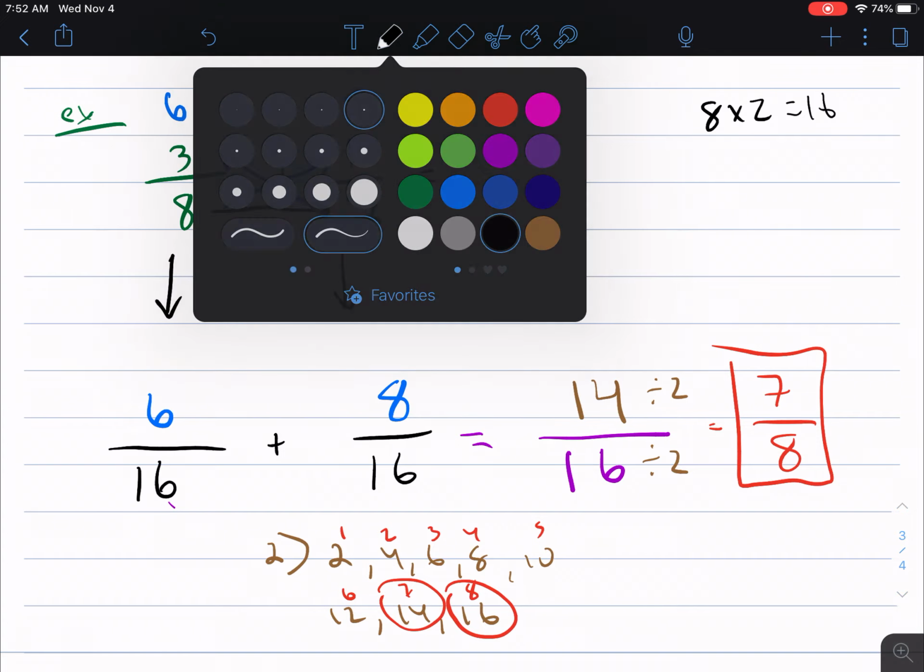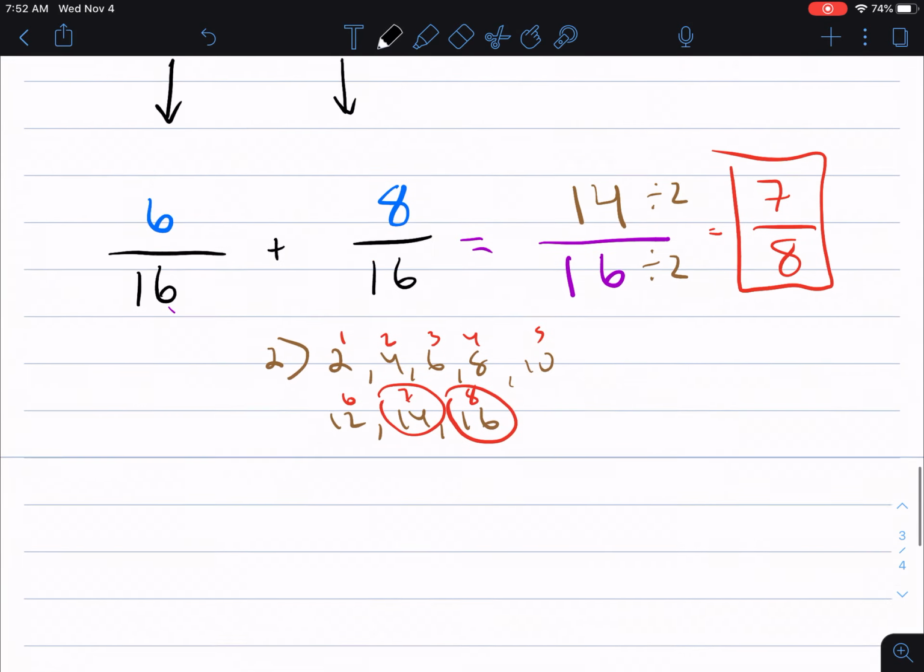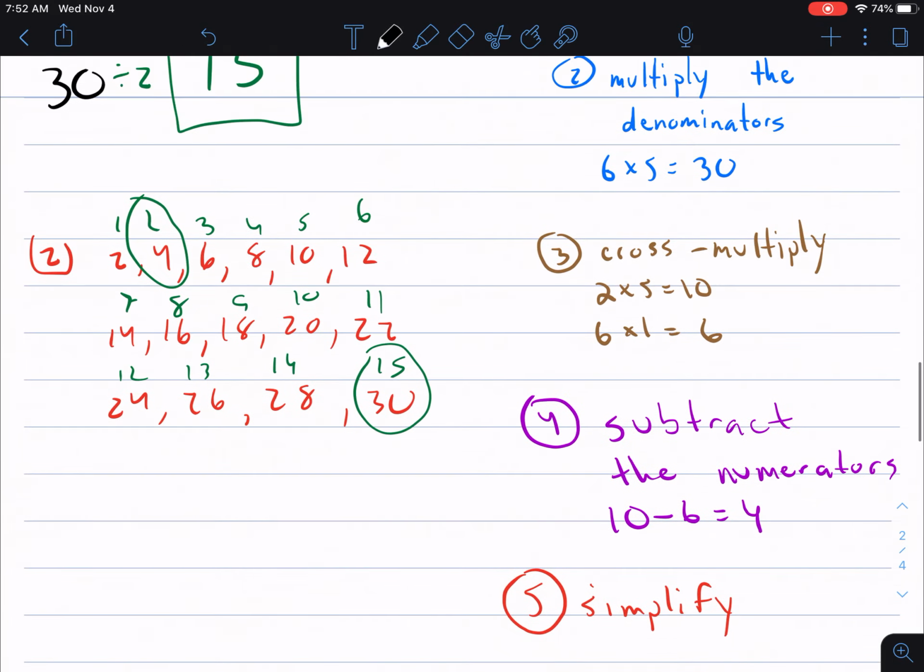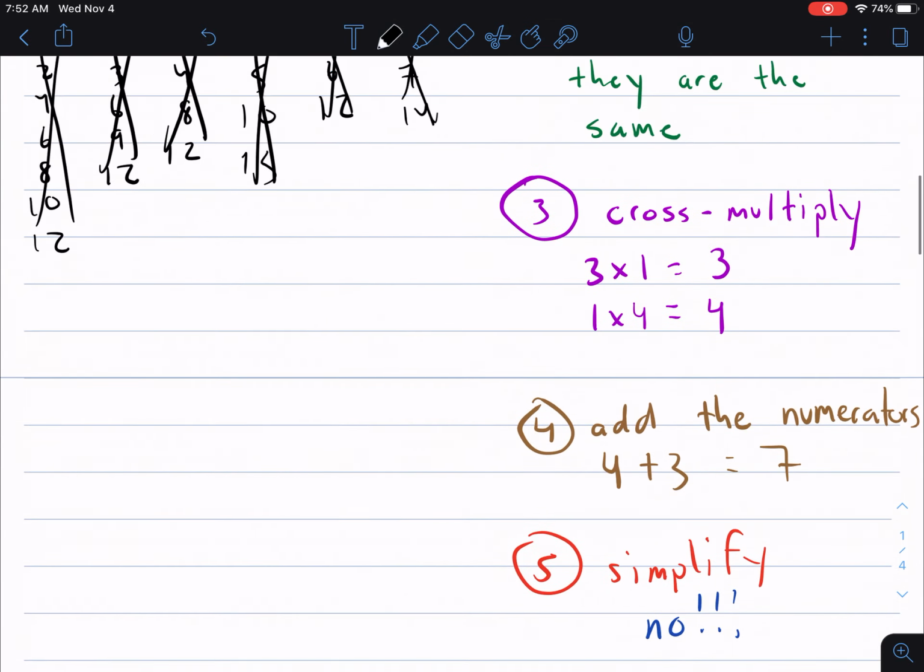And if I do it up here, si lo hago acá arriba, this is 16, this is 14. It is the same thing. You can write new fractions. Pueden escribir nuevas fracciones. And this is how you add and subtract fractions. Very, very easy.